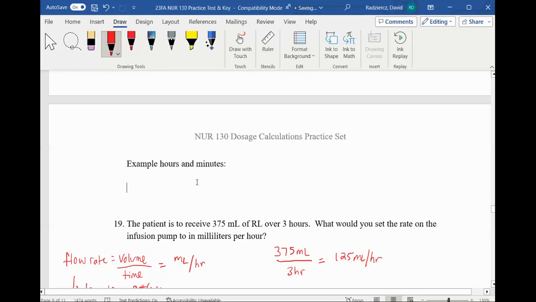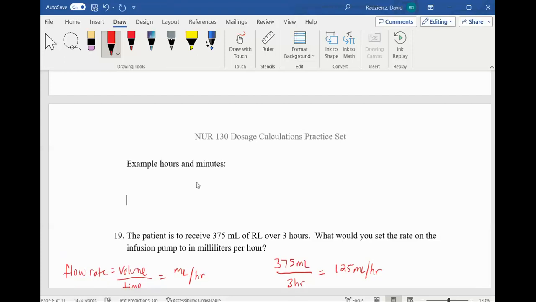But let's say they are asking you not only how long will it run, but they want to be specific. They might ask you, how long will it run, hours and minutes. They might even ask you if it started at 8:35 in the morning, what time would it end? And so I'm going to go through a scenario that would include all that kind of information.